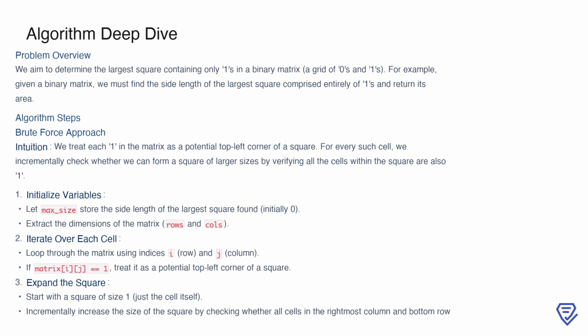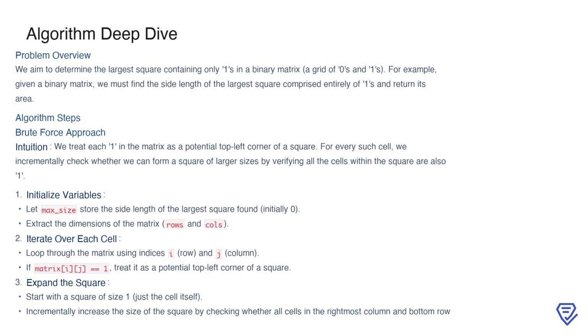Starting from each of these positions, we attempt to expand the square incrementally while ensuring that all cells within the square remain valid, meaning they must also be 1. To implement this, we first initialize variables, including max_size to track the side length of the largest square found so far. Then, we loop through all rows and columns of the matrix to identify potential starting points.